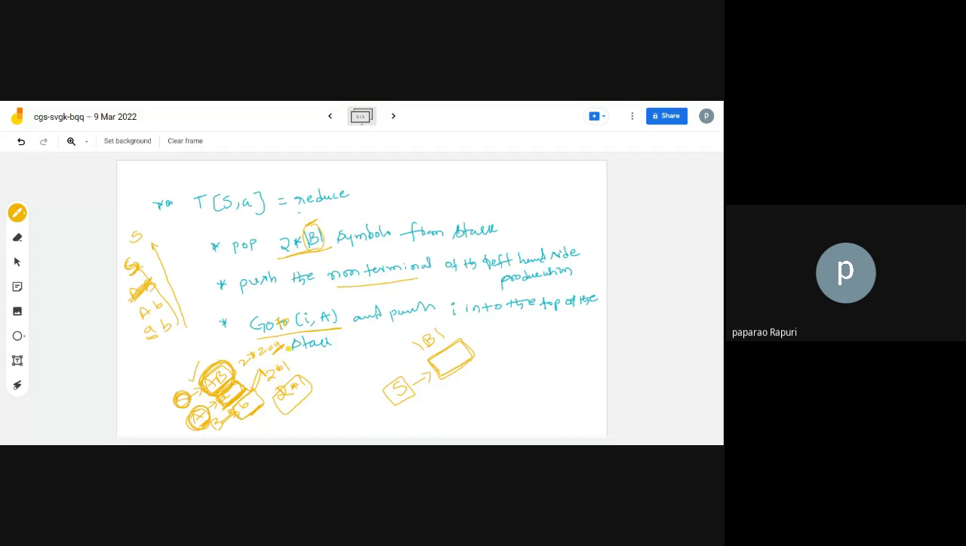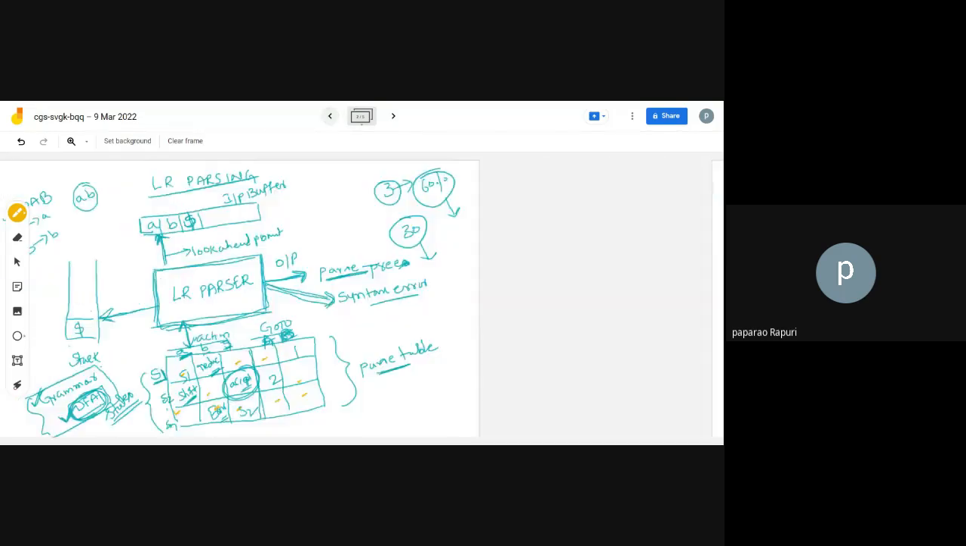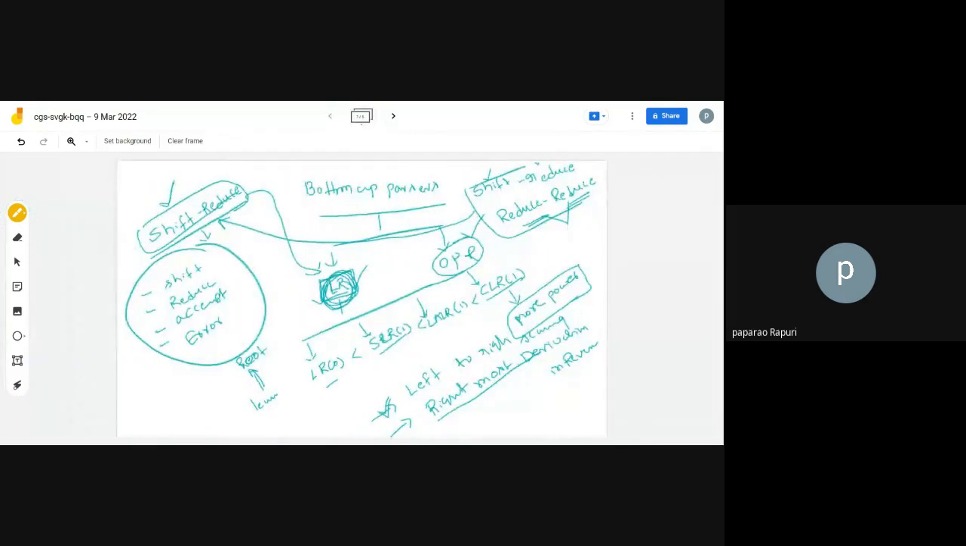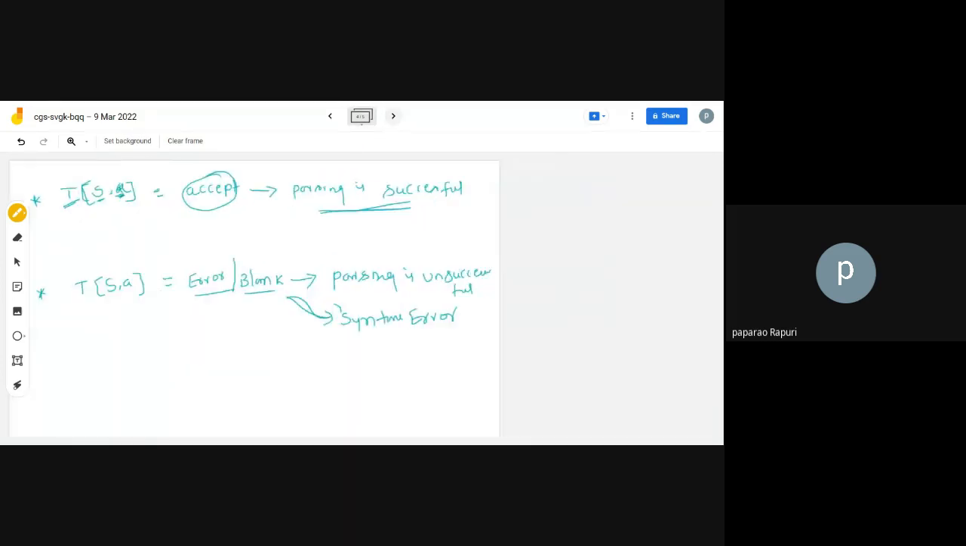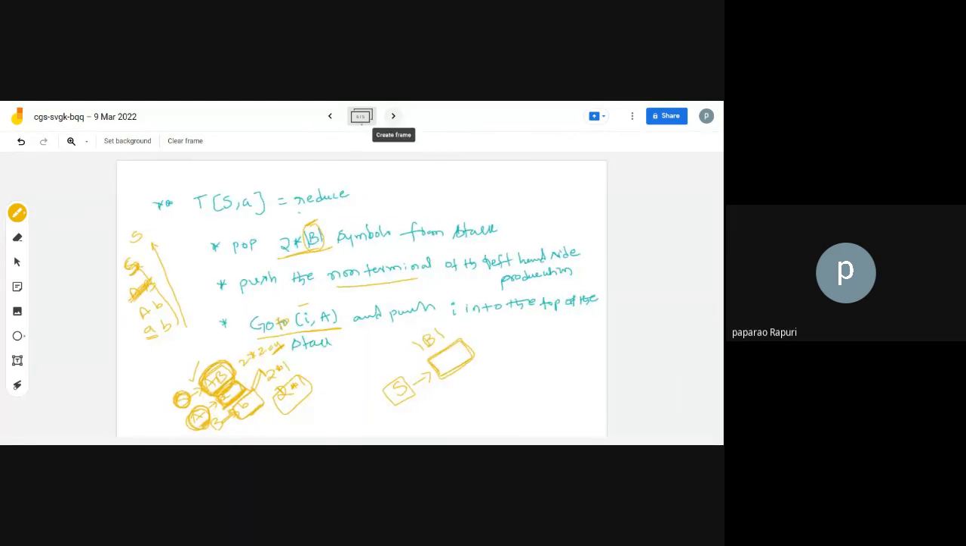So coming to goto of I comma A. Here goto means this one, sir. The table may have the states, sir. So goto of I comma A means some state.